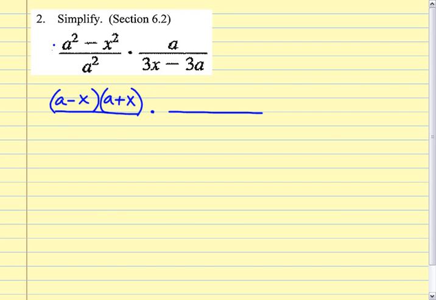Okay, I like that. This thing I don't really need to factor. It's just a times a, so I'm going to leave it as a squared. And I got a up here. What about the bottom down here?